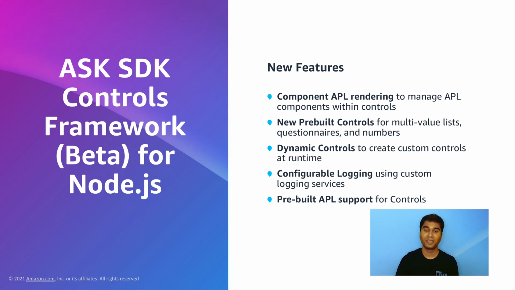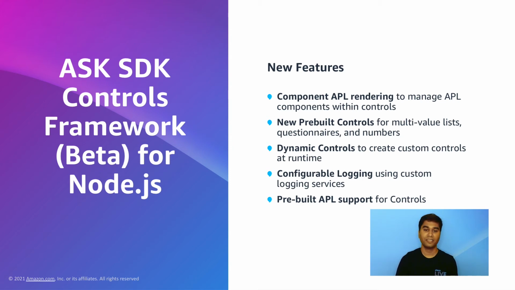Third, you can now use dynamic controls to add or create new custom controls during runtime based on your application's context. With this, you will be able to manage the state between dialog turns, and recreate the tree at any point in the conversation. Next, with configurable logging, you can provide your own custom services for logging. You can also use this to set up environment variables to restrict sensitive information from being logged.